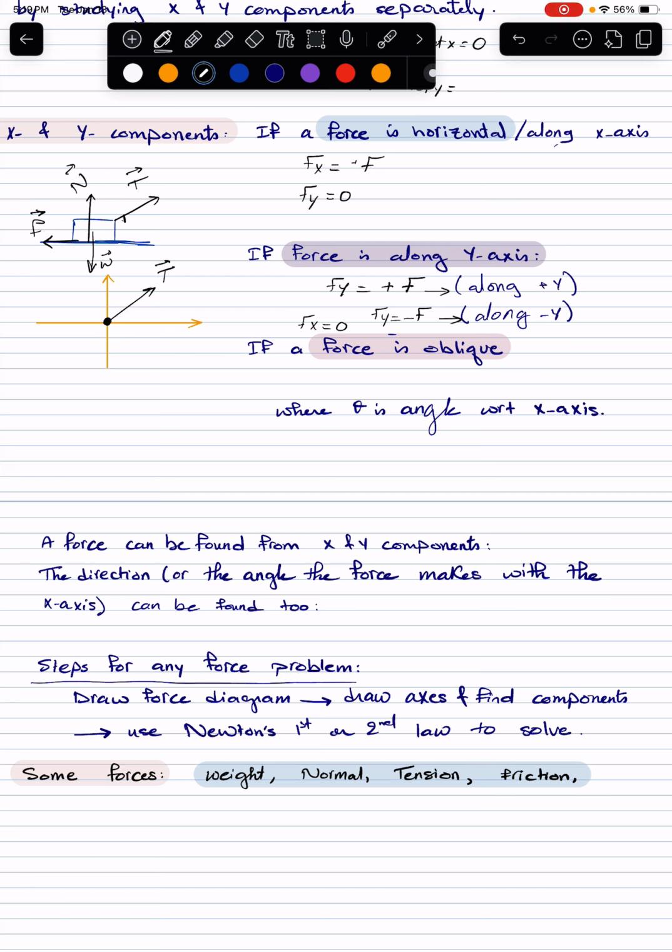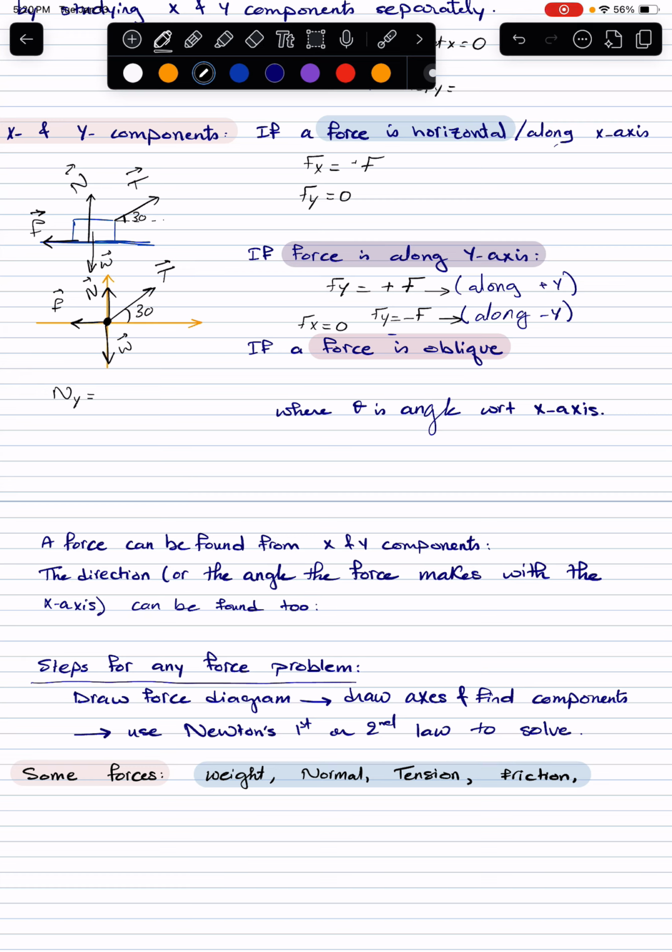Let's assume the tension force is making an angle of 30 with the horizontal. And we have the friction force here, the weight, and the normal. As you can see, W and N are along the y-axis. So their x component is 0, and their y component will be plus or minus, depending on whether they are along the positive or negative of the y-axis. You can see how the normal is along the positive y-axis.